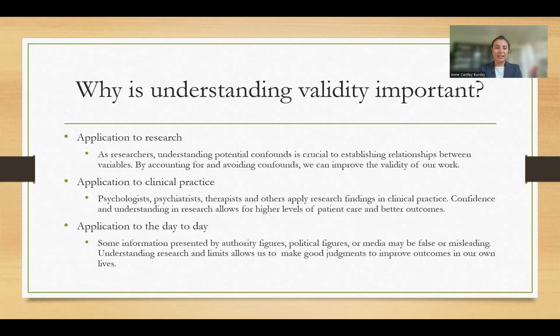The ones I would like to highlight here are, first, application to research. Obviously, as researchers, we want to make sure that we are minimizing confounds and having strong validity in our research. This gives a better outcome. This provides better information for people reading research. It pushes research forward. It allows people who are doing clinical work or applying that research to have a good understanding of how to best provide care and utilize evidence-based practices. So by accounting for and avoiding confounds, we can improve the validity of our work as researchers.